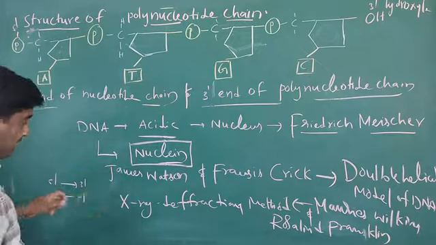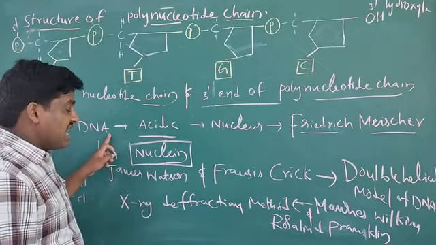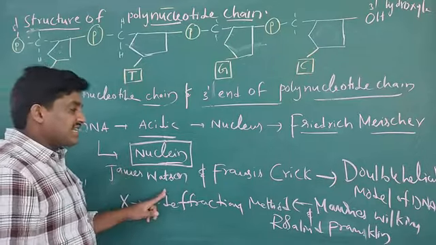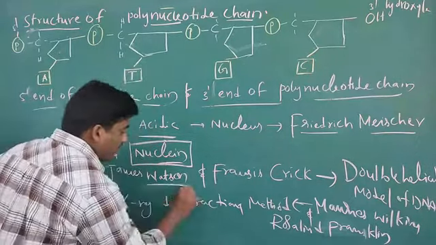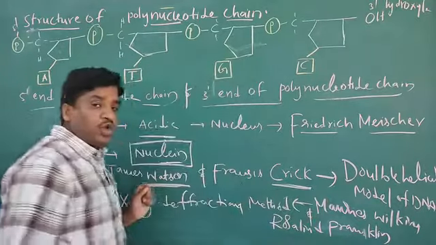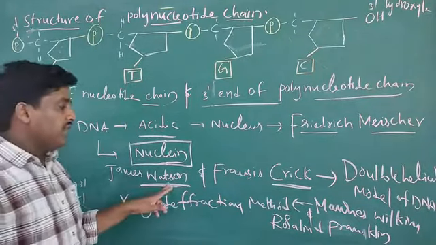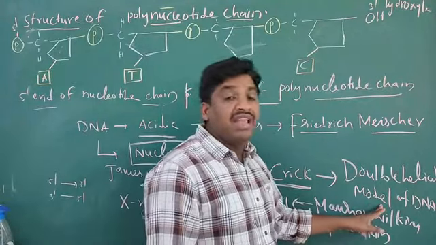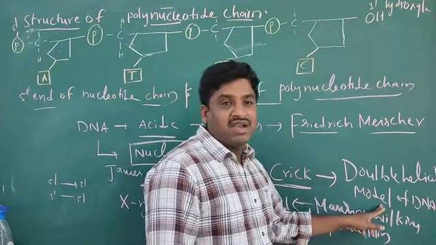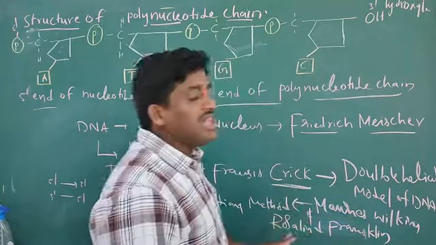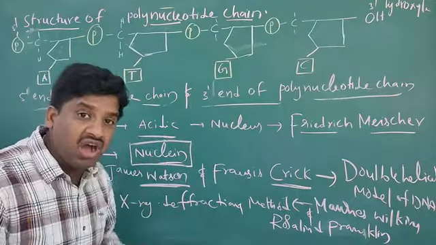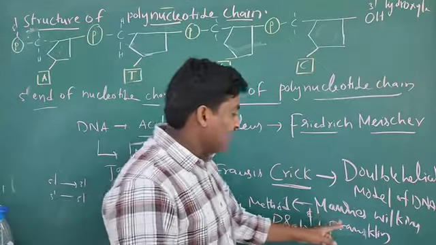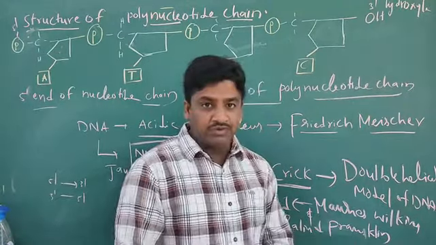Okay. Next, after that, the DNA double helical model is discovered by James Watson and Francis Crick. Simply we call them Watson and Crick. Watson and Crick discovered the double helical model. Helix means turns. Double helical model of DNA. This model was discovered based on the X-ray diffraction method discovered by Maurice Wilkins and Rosalind Franklin.